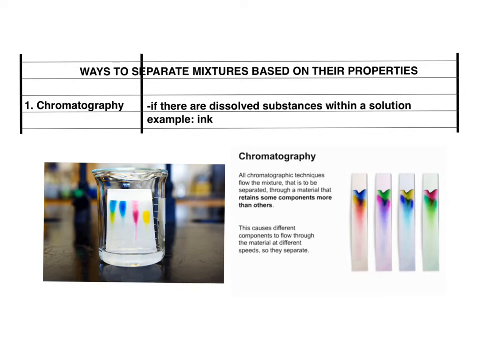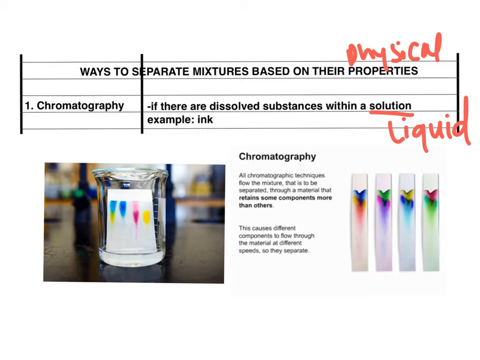We are going to talk about some ways to separate mixtures based on their physical properties. The first one is chromatography. Chromatography is if there are dissolved substances within a solution. Remember, this is liquid. So trying to get the solids out of that, which is mostly anything that is a solution.